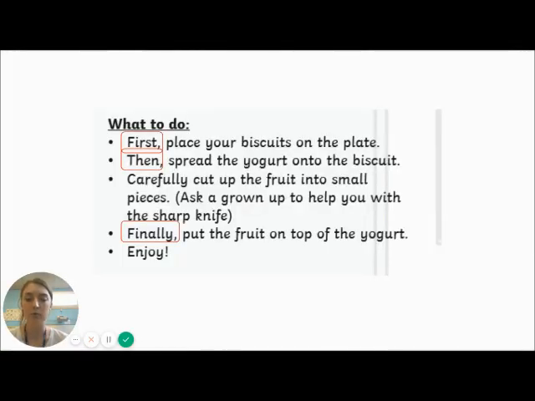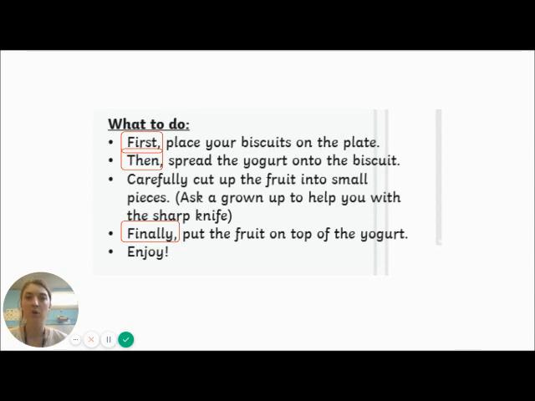Here's an example. So this was somebody making a fruit pizza. And the words I've circled in red are the sequencing words that tell you when to do something. So let's have a read. First, place your biscuits on the plate. Then, spread the yogurt onto the biscuit. Carefully cut up the fruit into small pieces. Ask a grown-up to help you with the sharp knife. Finally, put the fruit on top of the yogurt.